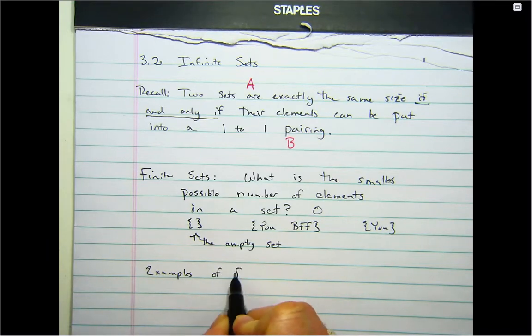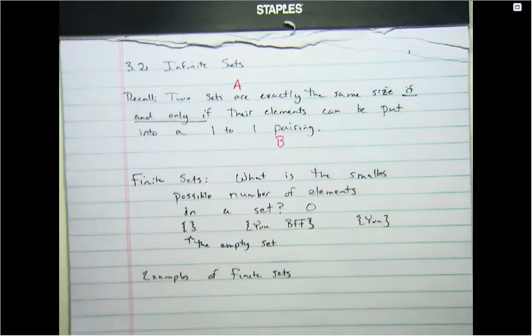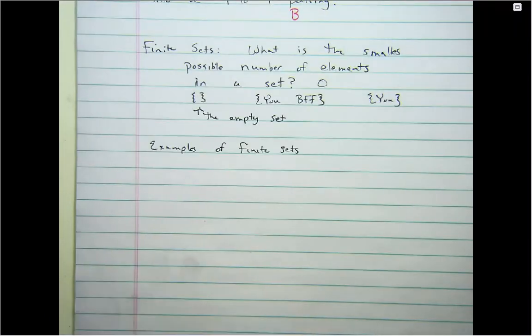So let's look at some examples of finite sets. And then we'll come up with a definition so that we can say, oh yeah, that's why these sets are finite. So who can give me an example of a finite set? We looked at a number in class on Friday, but you could, of course, make up your own. It doesn't have to be one of those. Who can give me an example of a finite set?